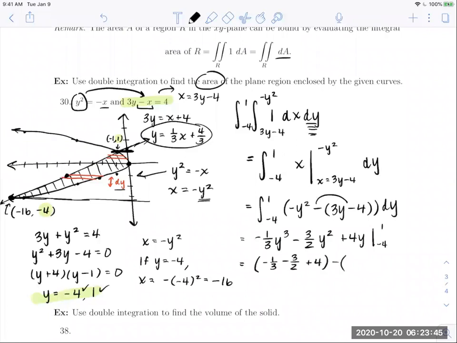And now I'll plug in negative 4. So negative 4 cubed, 4 times 4 is 16, times 4 is 64. But I have a quadruple negative, so it becomes a positive 64/3. Next, I have 16 times 3, 18, carry the 1, 48. So I have 48 halves. I'm just going to write that as 24. And then finally, 4 times 4, I have a negative 16.